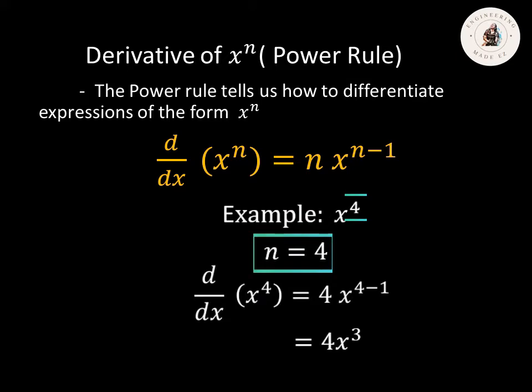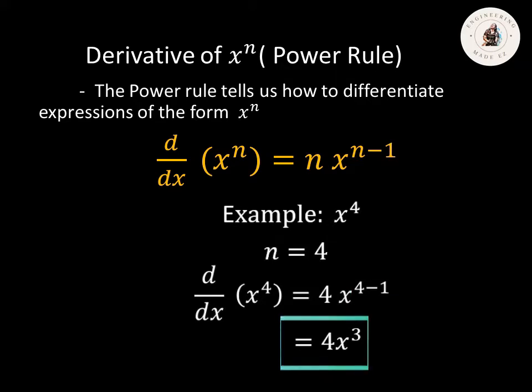So if we're going to differentiate or get the derivative of x raised to the power of 4 with respect to x, we have to use the power rule in which our n here is 4. Then we're going to copy x, then n minus 1. So since our n is 4, we have 4 minus 1. Simplifying it, we have 4 x raised to the power of 3 since 4 minus 1 is equivalent to 3.